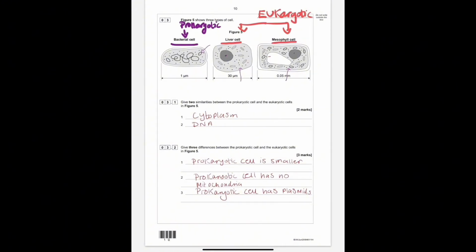You can also write down that they both have ribosomes. So there's black dots in each one of them. That is what you call the ribosomes, okay? So make use of these diagrams as well.